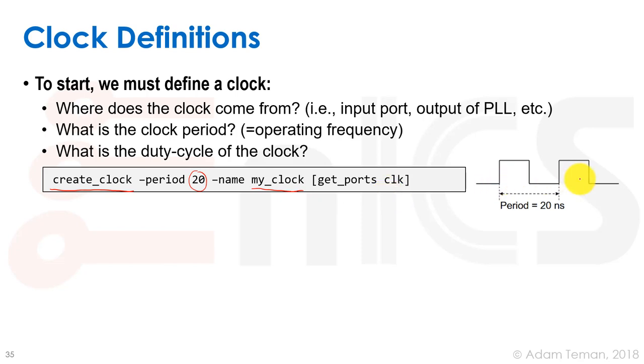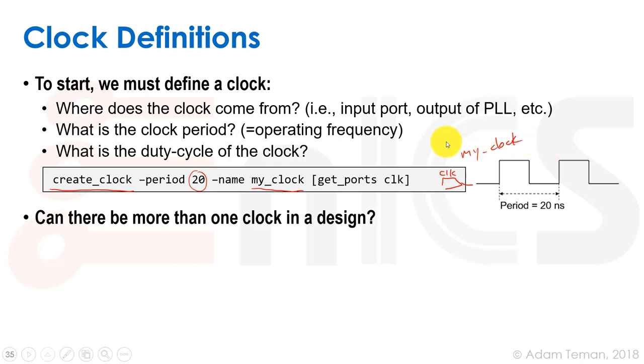Okay, so that made this clock that has a 20 nanosecond period that came out of a port here called CLK. And we call this clock my clock. So that's our first SDC command. That's what it looks like.